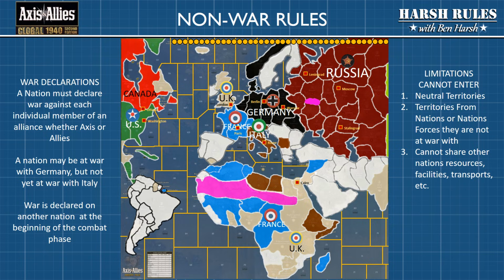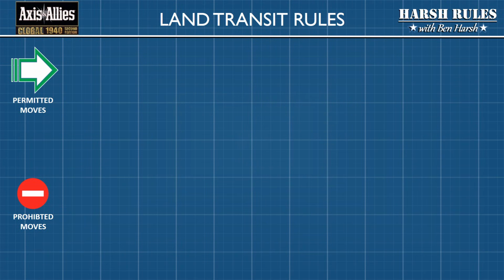Keep these restrictions in mind when a nation is not at a state of war with another power. To change non-war status, obviously, a nation needs to declare war on another nation. However, be aware, a nation must declare war against each individual member of an alliance, whether they're the Axis or the Allies. For example, a nation may declare war on Germany, but still not be at war yet with Italy. In most cases, war is declared on another nation at the beginning of the combat phase. Now, with that out of the way, let's talk about the transit rules for each zone, starting with land units.